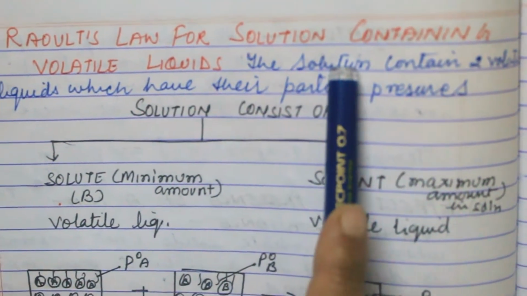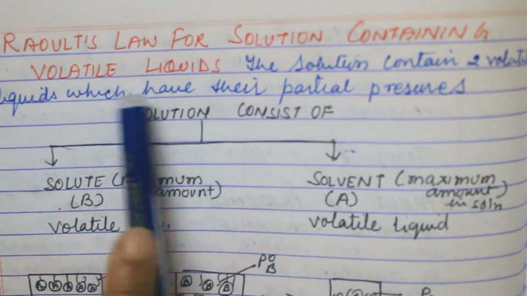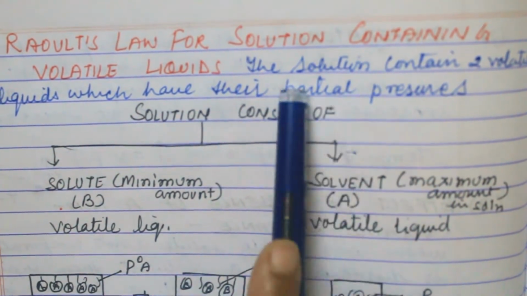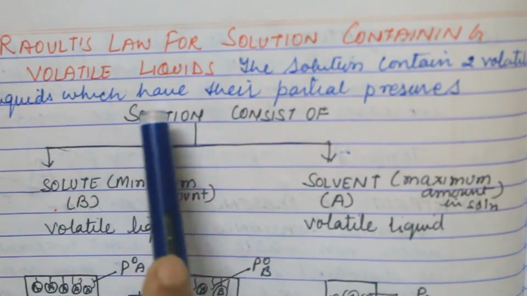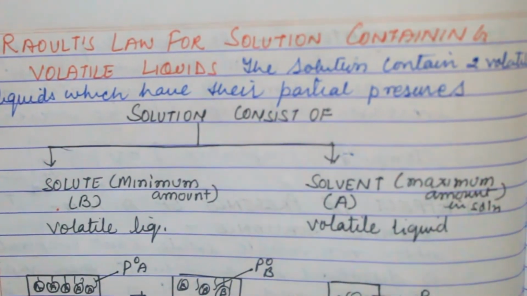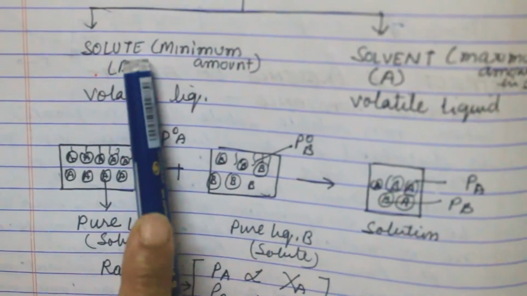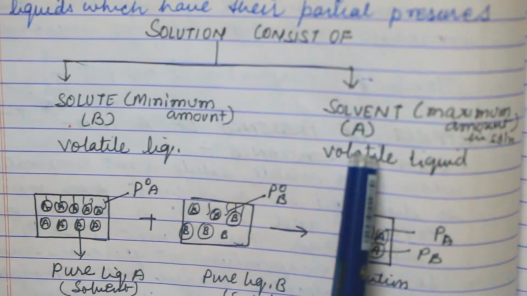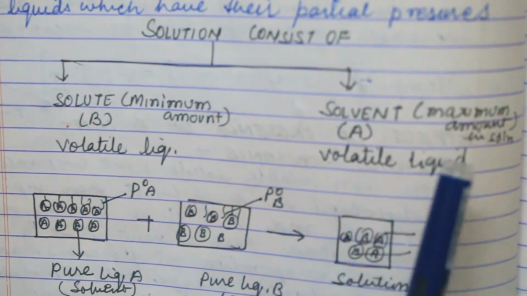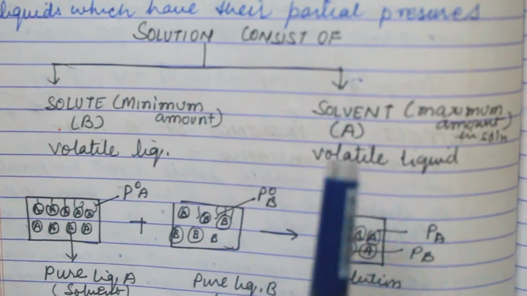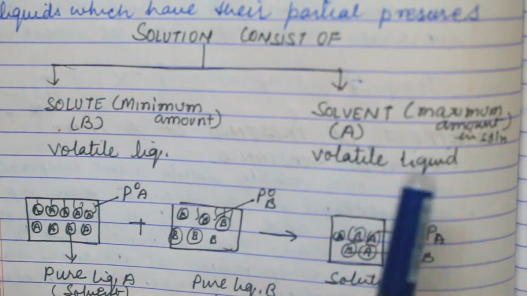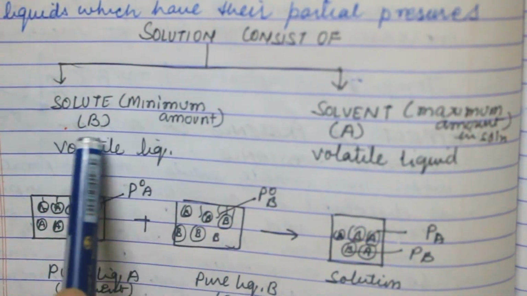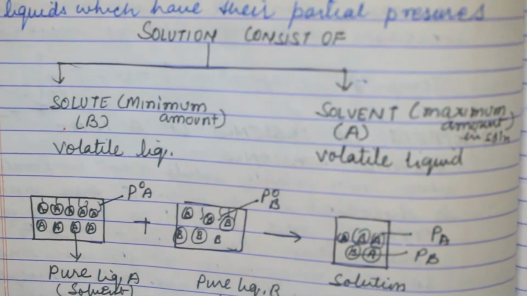Raoult's law for a solution containing volatile liquids. Volatile means the liquid which gets evaporated. The solution contains two volatile liquids which have their partial pressures. The solution consists of two things, solute and solvent. Here we call the solvent A, the volatile liquid that is in the maximum amount, because in a solution the solvent is always in the maximum amount and the solute in the minimum amount. The solute is denoted as B and it is also a volatile liquid.